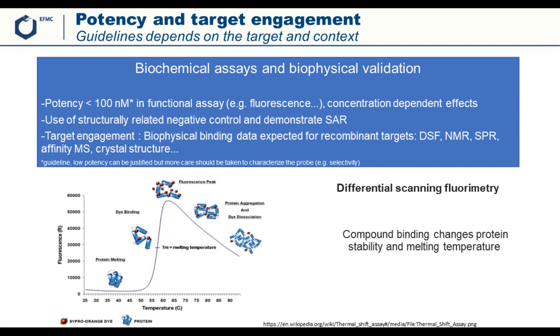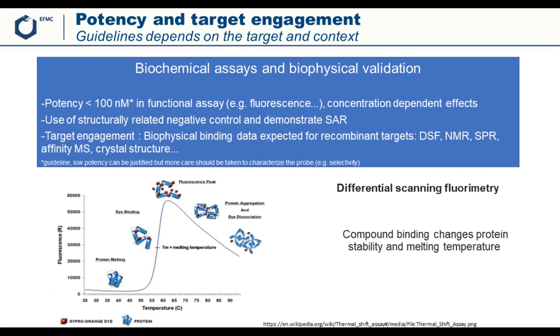Once you see a functional effect, you need to complement it with a target engagement readout. And the good news is that for biochemical settings, there's really a plethora of biophysical techniques that have been developed to do that, some of which are listed here. Just to show one very simple example that is accessible to many labs, this is what we have put at the bottom of this slide. It's a technique called differential scanning fluorimetry.